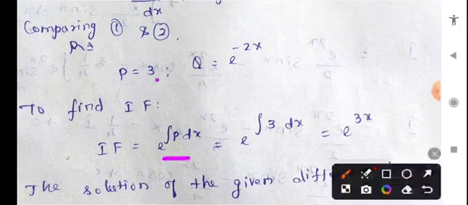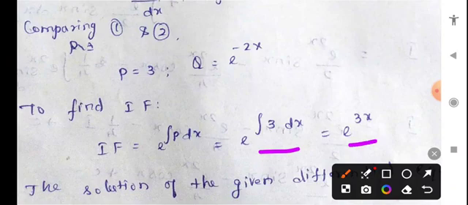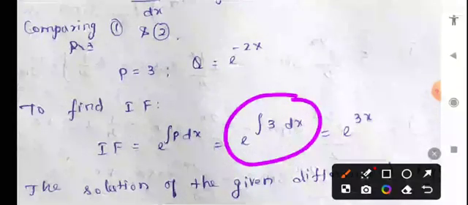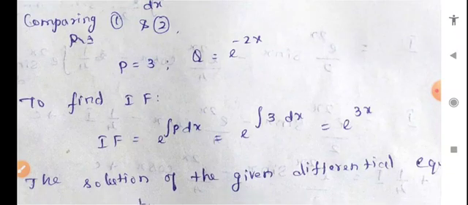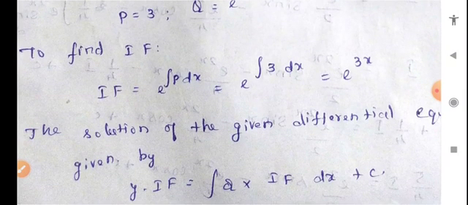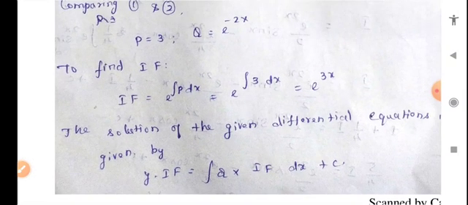So what is the value of p? It is nothing but 3. Now we can substitute it. It becomes e power integral of 3 into dx. If you integrate dx, it comes as x, so the answer will be e power 3x, right? So we found the integrating factor. After finding the integrating factor, next we move to the next step. We have to find the solution of the given differential equation.